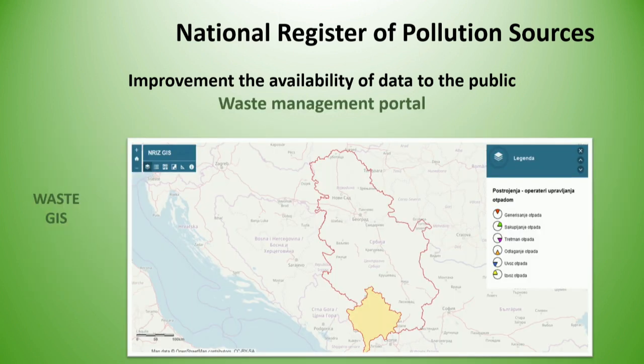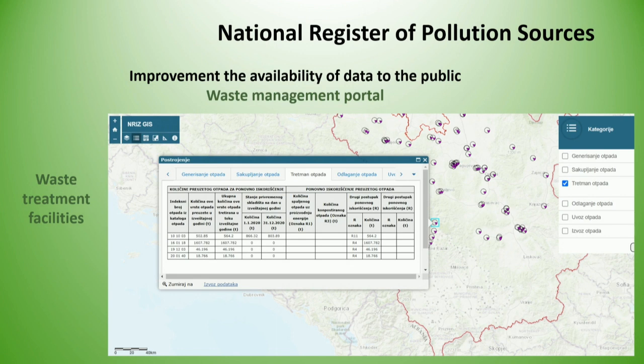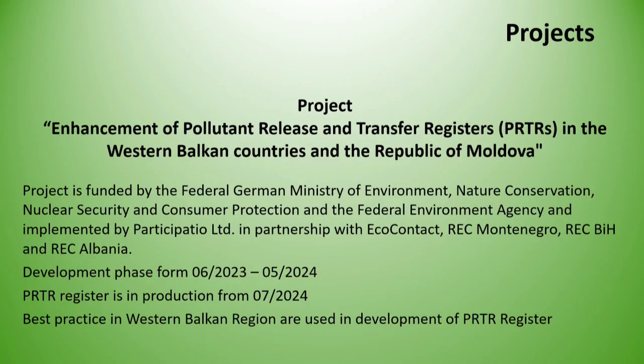We also developed a waste GIS, Geographic Information System. When you touch the button for treatment of waste, you receive these dots where the recycling and waste treatment facilities are located. And when you touch each of these dots, you receive this table about their work: how much and what kind of waste they received, how much they treat, and so on.